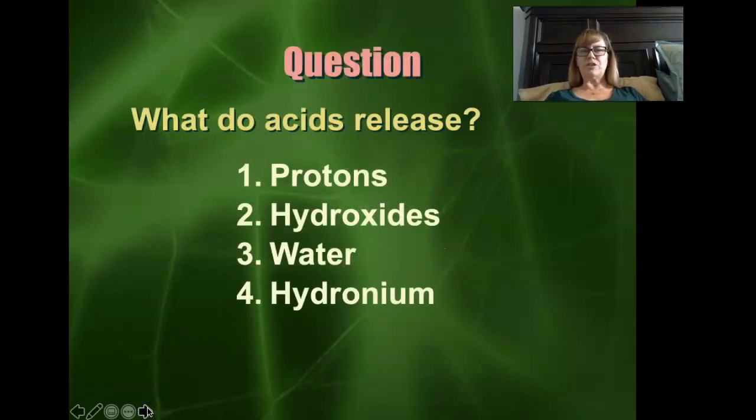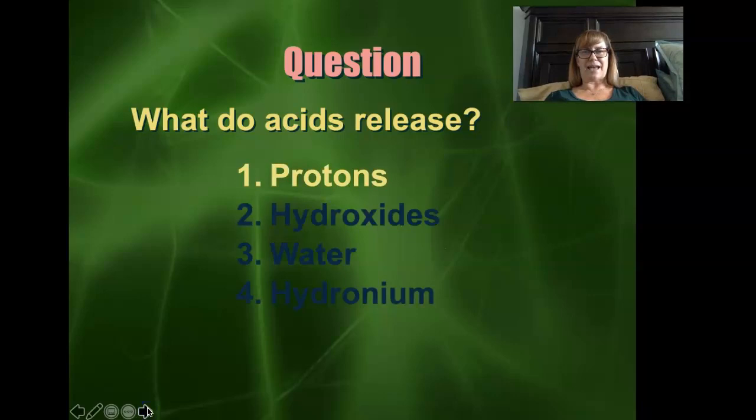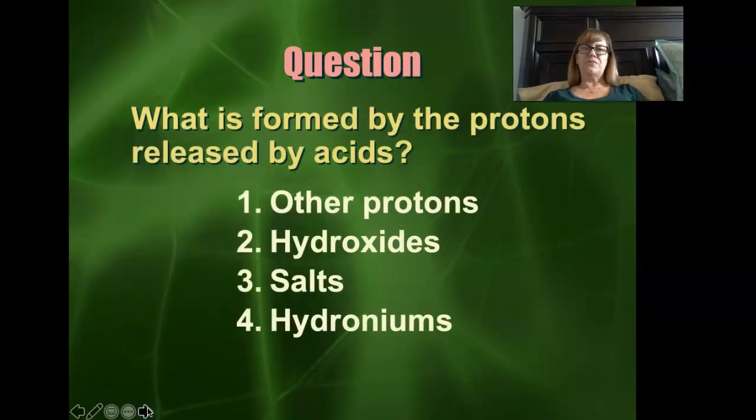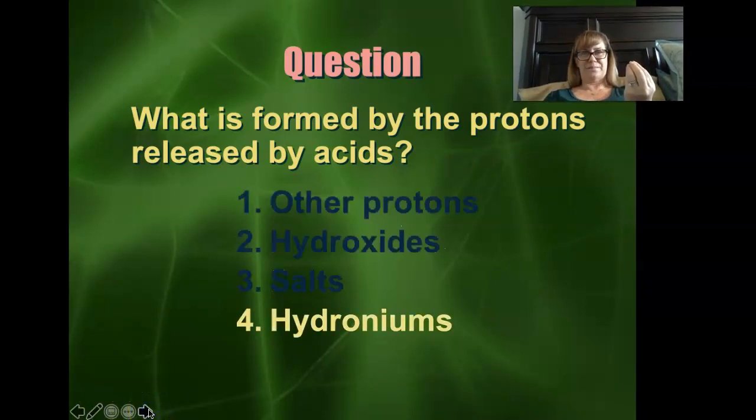Okay, question. What do acids release? This is from the last video. I hope you said it. It is protons. Acids donate protons. What is formed by the protons released by acids? So think of an acid being dissolved in the water. The acid's giving up a lot of these free hydrogens. The water can pick up those hydrogens. When the water picks up the hydrogen, it forms hydronium. Okay, that's how that hydronium is being formed.